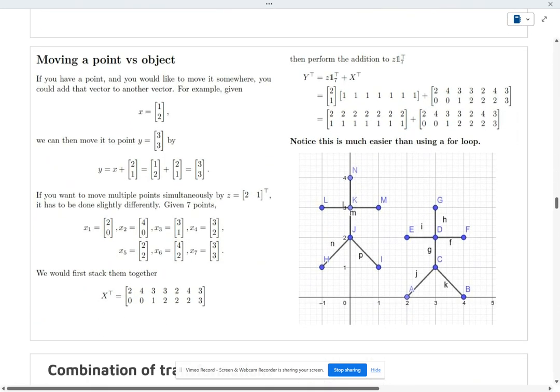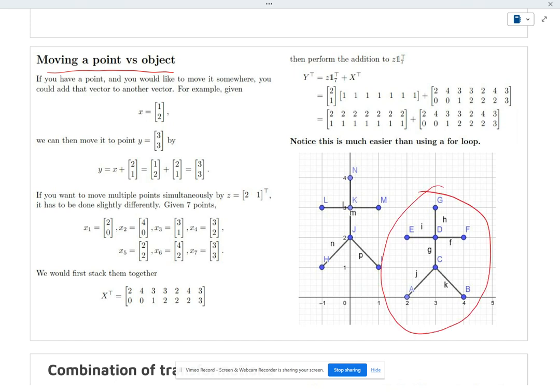Like I said, there is a difference between moving a point and moving an object. Here, we're no longer just moving a point. We're moving every single point, and together, all the points form an object. Here, it's a stick figure. So the way we would like to move multiple points is, let's say we want to move a vector. Let's start with a vector, and we want to move this vector to this point.